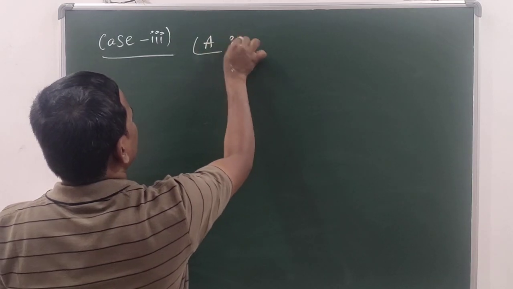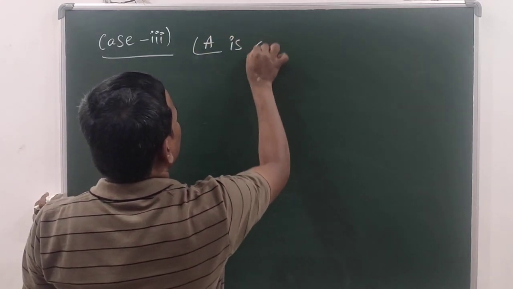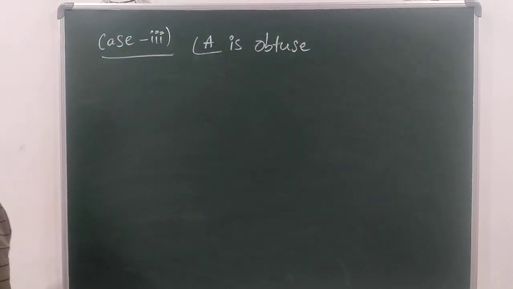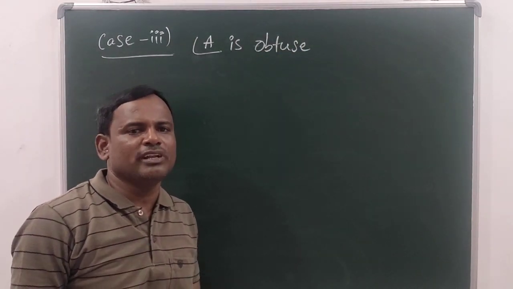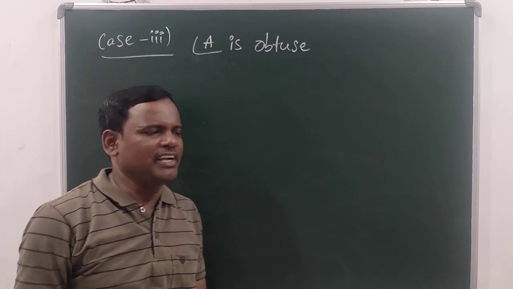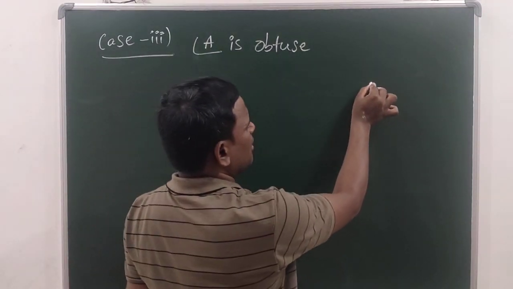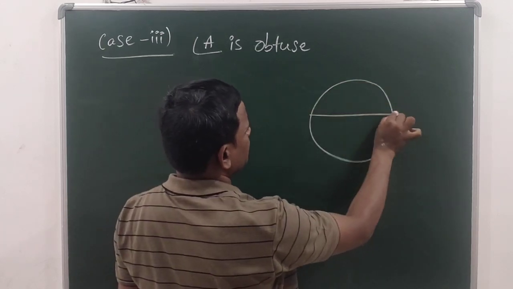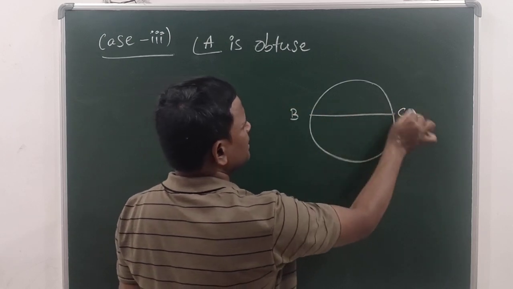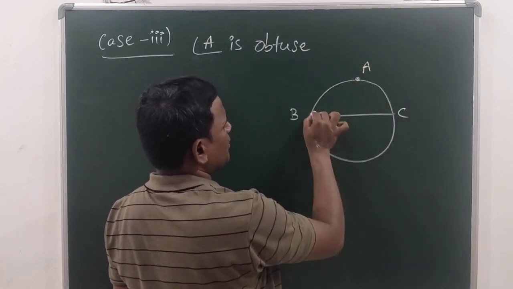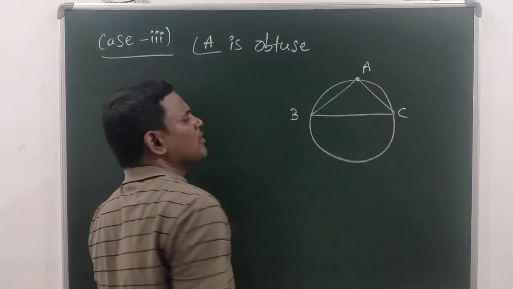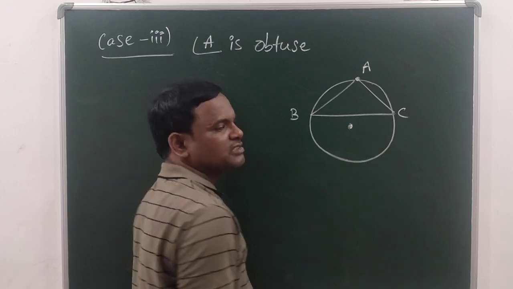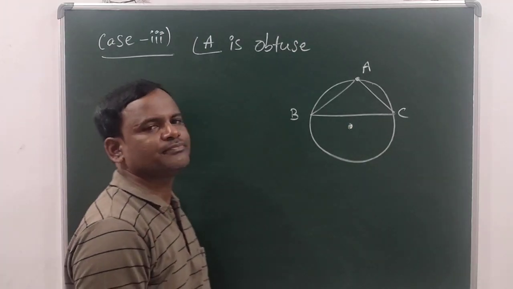Angle A is obtuse. Obtuse means you know that the angle is more than 90 degrees and less than 180 degrees. So in that case, we would have to take the diagram like this. This is BC and here it is A. Now connect BA and CA. Now you may get the center of the circle over here.